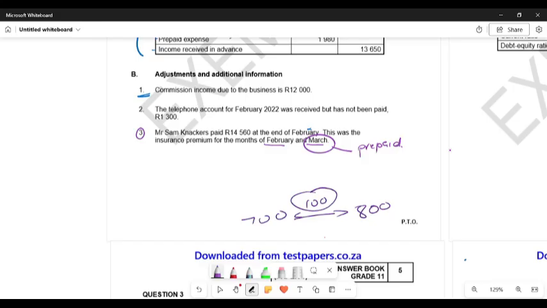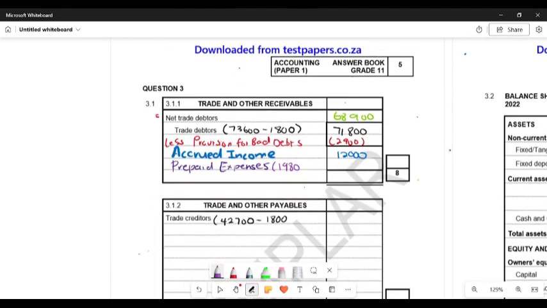right? And as a result, I'm just simply going to take the 14,560 because it's for these 2 months. I'm going to divide it by 2, right? 14,560 divided by 2, I'm going to get 7,280 per month. This is how much we were paying, right? And as mentioned, the amount that relates to March would be prepaid, right? 7,280.